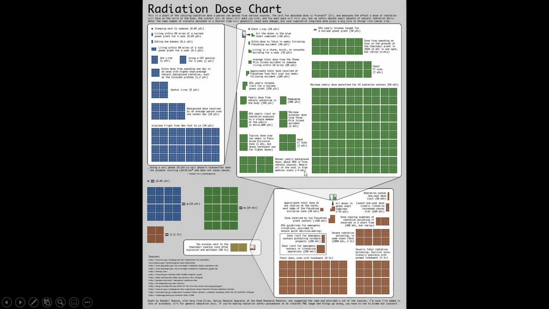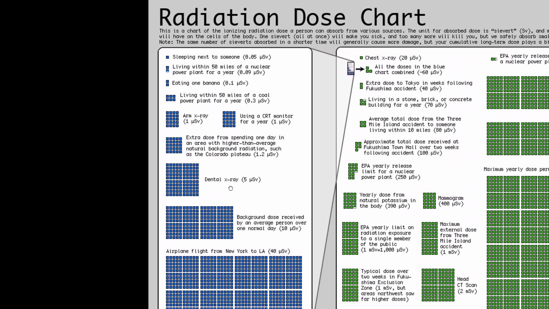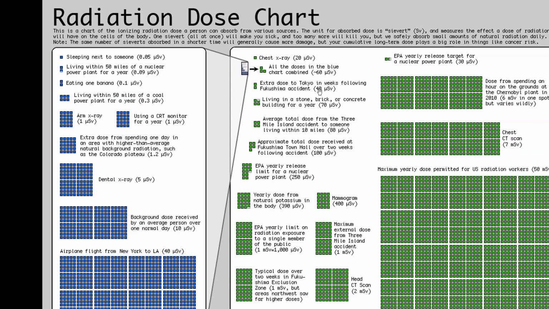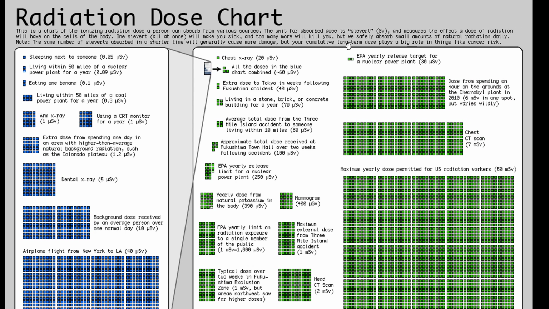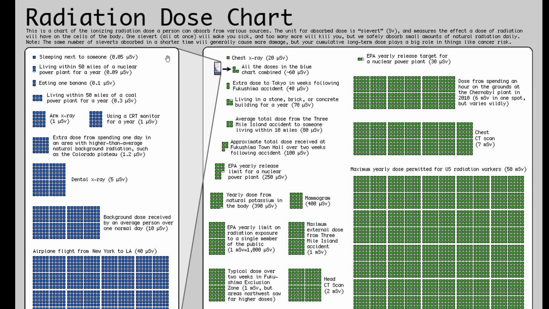This is just a graph to show you the radiation dose chart. I'm going to zoom in to show you some of the doses of radiation that you're going to get. This is a chart, so I'll read here: the ionizing radiation dose a person will absorb from various sources. The unit for absorbed dose is the sievert, or Sv, and it measures the effect a dose of radiation will have on the cells of the body. 1 sievert, all at once, will make you sick, and too many more will kill you.